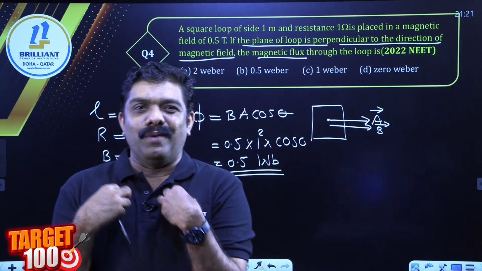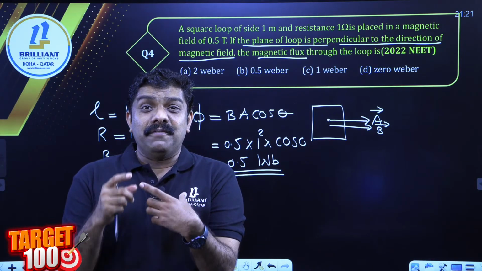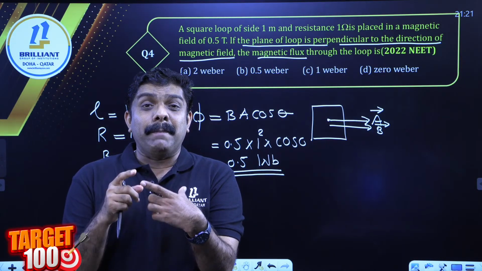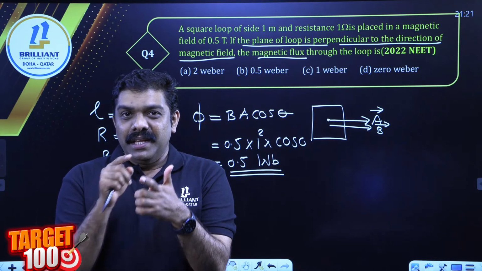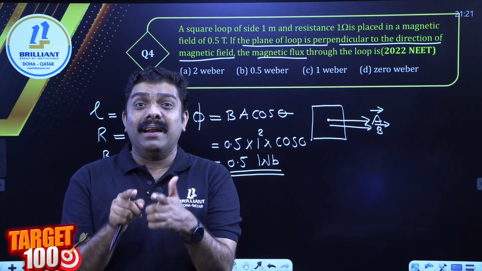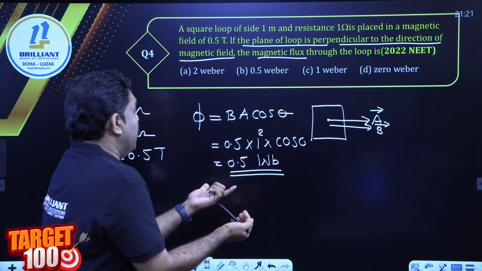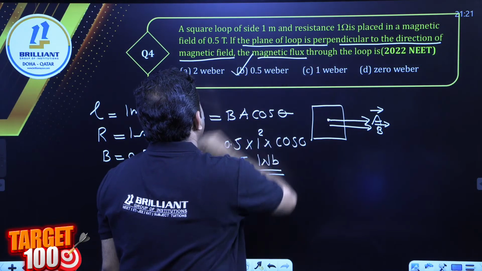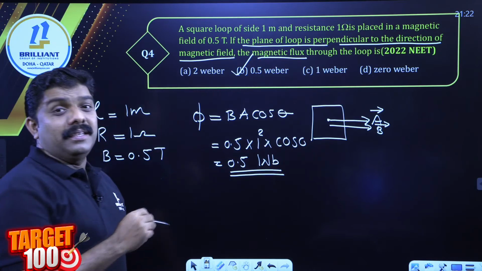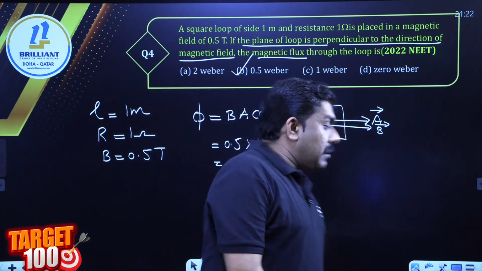I'm repeating once more as we have only 20 days. If the plane is perpendicular to the field, theta will be 0. If the plane is parallel to the field, theta will be 90. So we get 0.5 Weber. So the right answer is option B in this question.